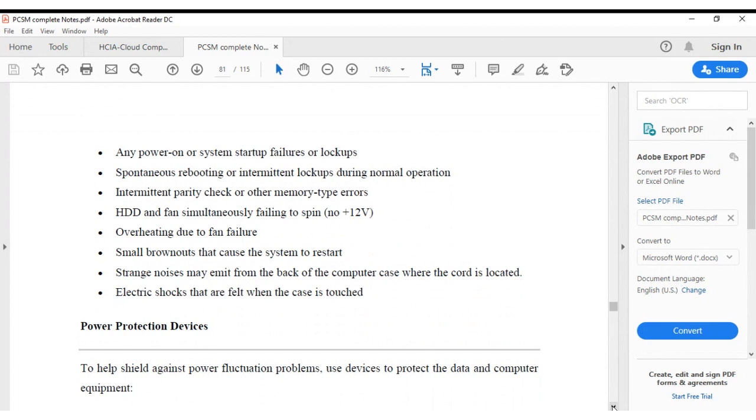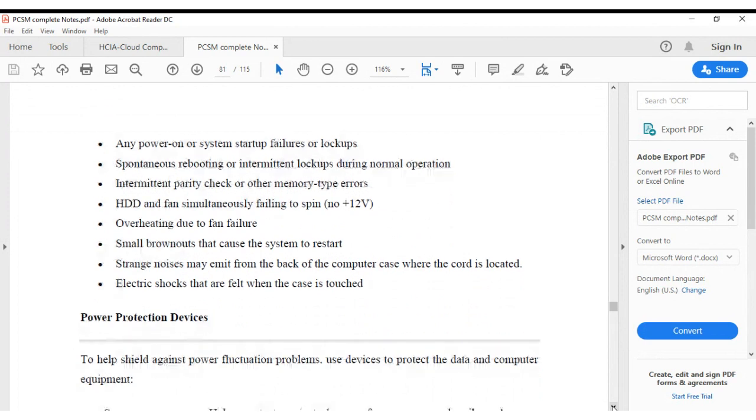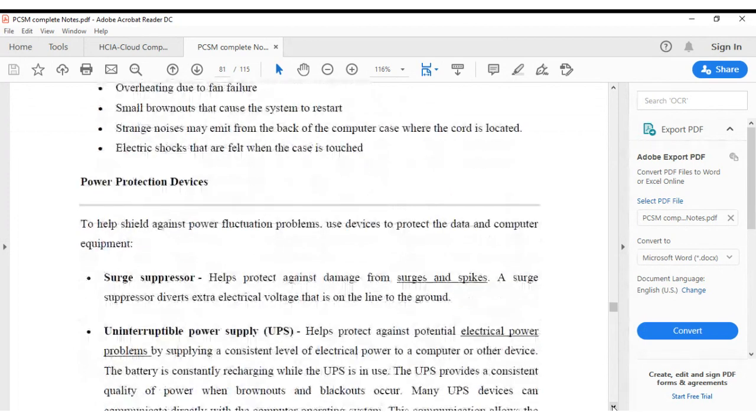Then we have electric shocks that are felt when the case is touched. If you touch your computer and feel an electric shock, then you know that your power supply has a problem. Now, there are some power protection devices that you can use to protect your power supply from these problems.